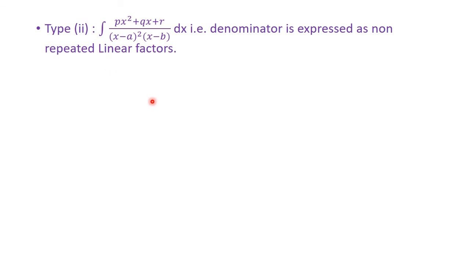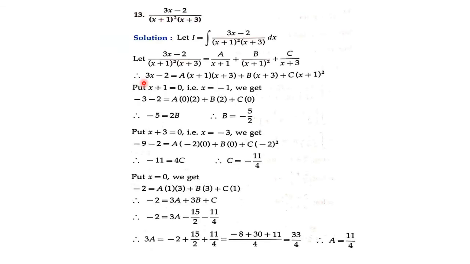Now, see the next type. If the denominator is of the form (x − a)²(x − b), that is, one repeated linear factor and one non-repeated linear factor. Let us have one example. I is equal to the integration of (3x − 2) over a repeated linear factor and a non-repeated linear factor, (x + 3).